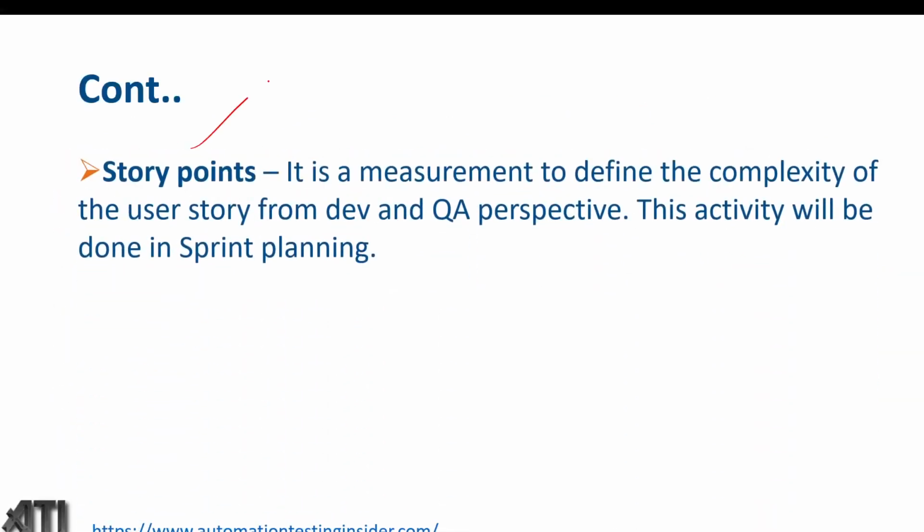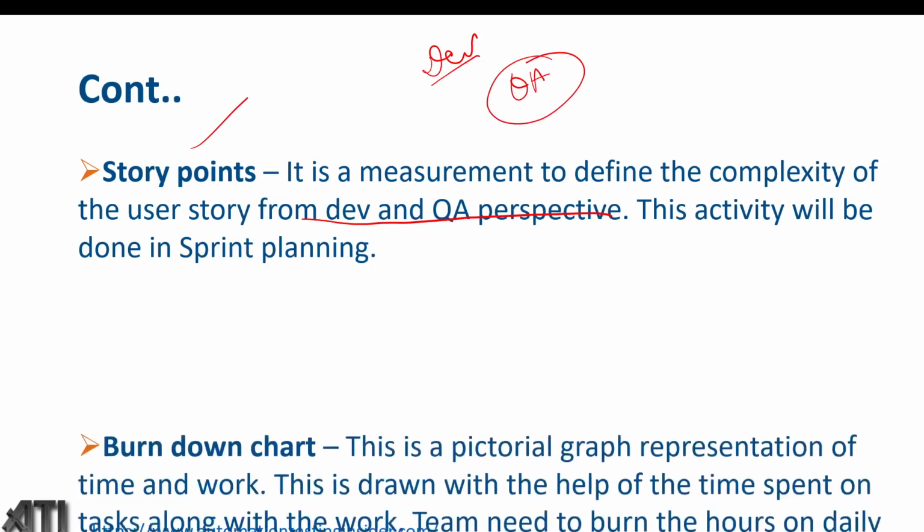Story points also we have discussed. It is a measurement to define the complexity of the user story from dev and QA perspective. So basically, what do you mean by story points? It defines the complexity of the user story, how complex it is for development of that particular user story, and how complex it is for testing purpose. So this activity will be done in sprint planning.